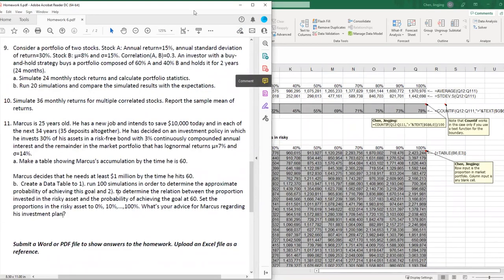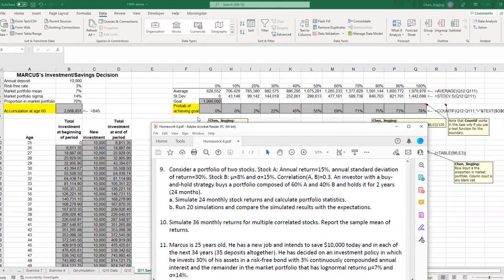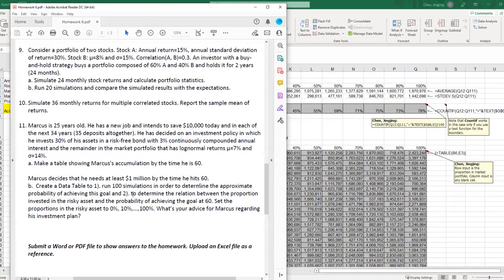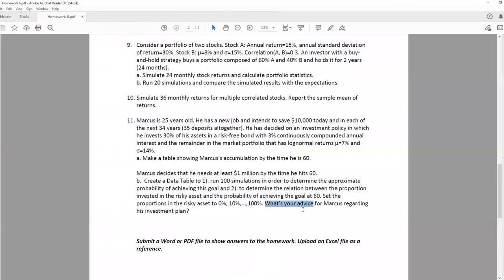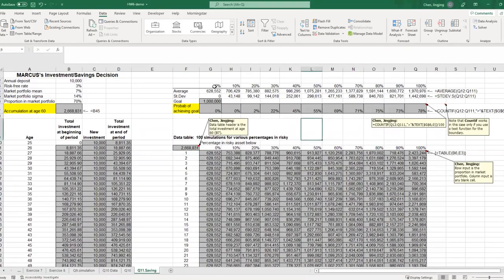And next, with this probability calculated for achieving the goal, the next step will be for you to discuss what kind of advice you can give Marcus, since you already have this estimation. So how can he adjust, and whether he needs to adjust his investment plan. That will be a discussion that you can have. I think the picture is pretty clear here. You can talk about the proportion invested into the market portfolio, and according to this chance of achieving the goal, which proportion Marcus can choose, which is a good range that he can choose to allocate his assets.